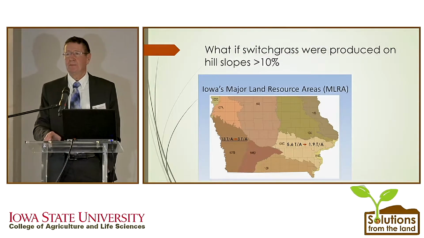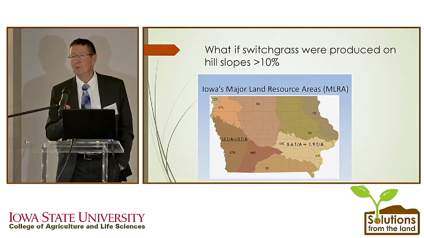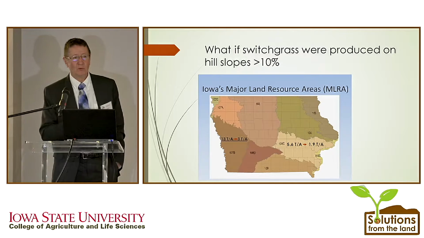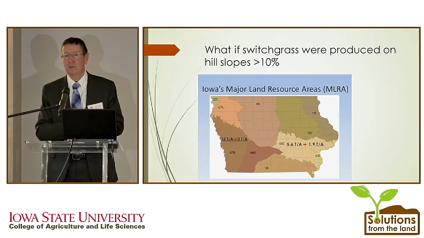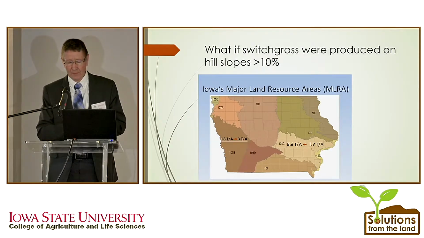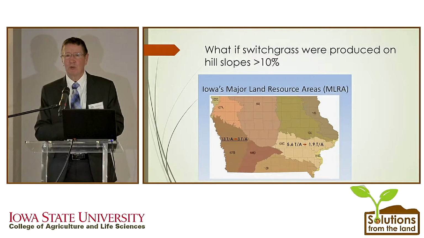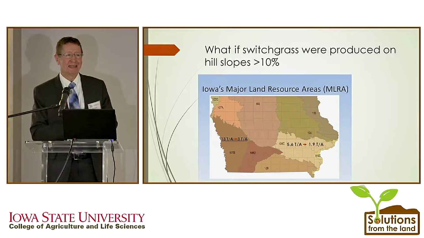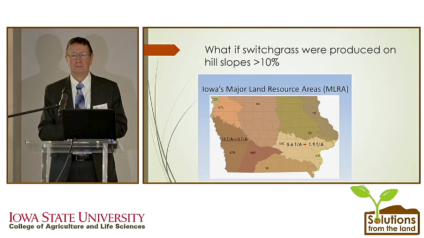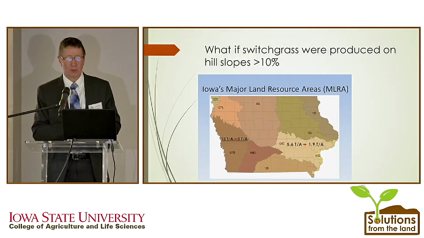So with the same project, we can remove certain data layers and move in other information. One of the questions we've asked: if we were to place switchgrass on all hill slopes in the state of Iowa greater than 10%, what would our soil erosion rates be?